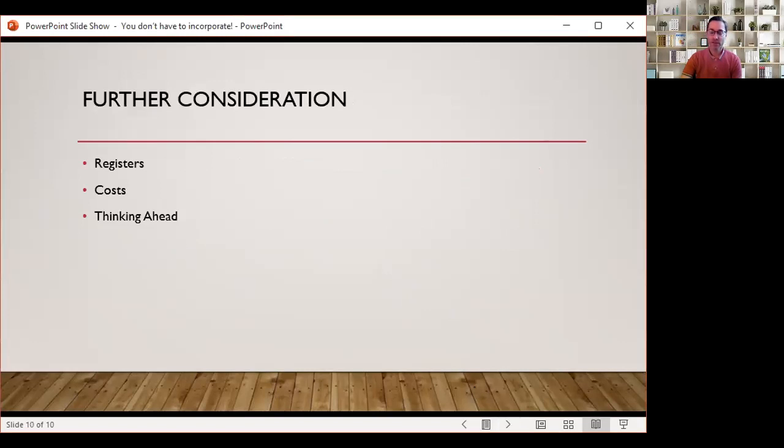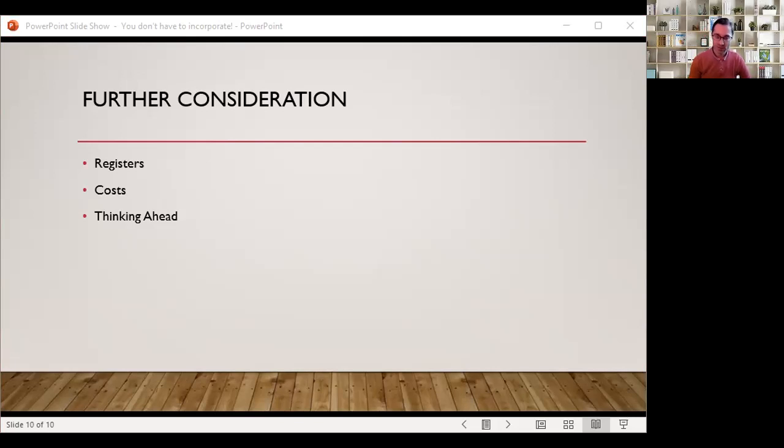And so last, a few things for further consideration. Registers: SCIOs, CICs, charities, and companies all need to have registers. These list their members. They also list the details of trustees. The registers are submitted to Companies House or OSCR. They need to be kept up to date at all times.